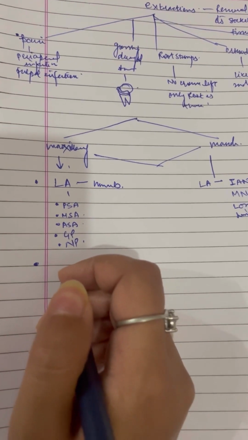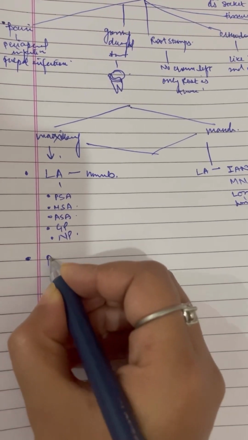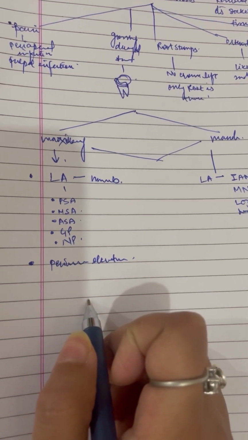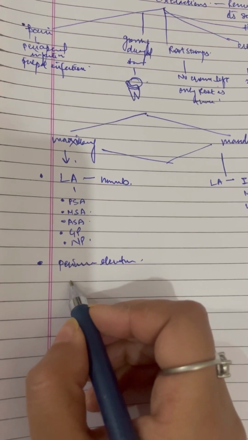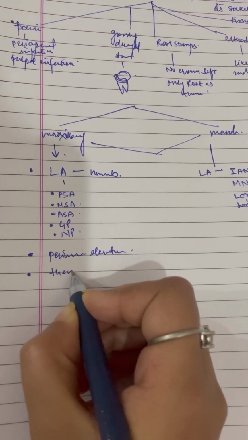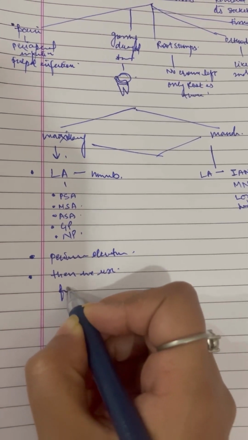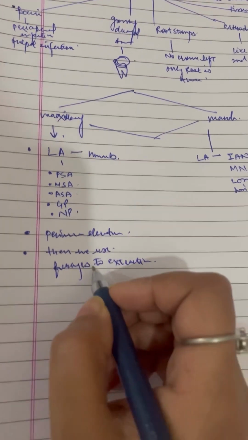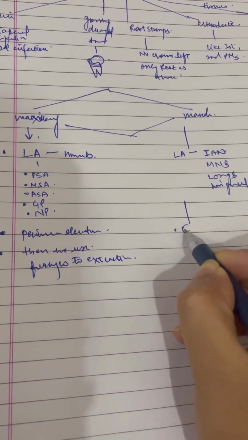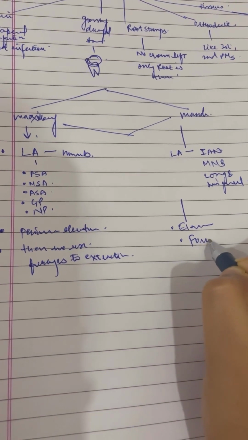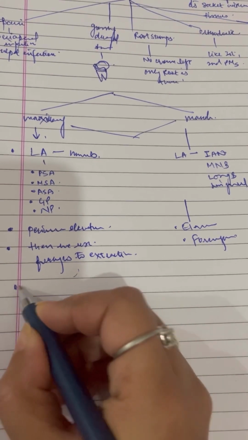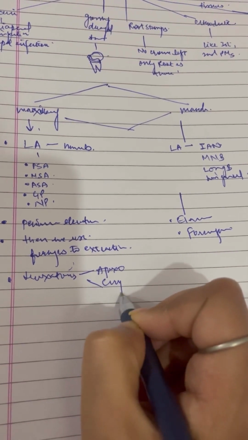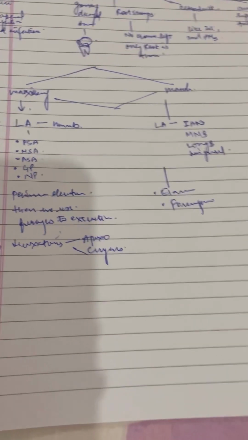Then after numbing the tooth and the surrounding area, we use periosteal elevators to separate the periodontium surrounding the tissue and loosen the tooth in the socket. Then we use forceps to extract the tooth. Similarly in mandible, we use elevator and then forceps, or luxators like apexo and cryers to luxate the tooth.